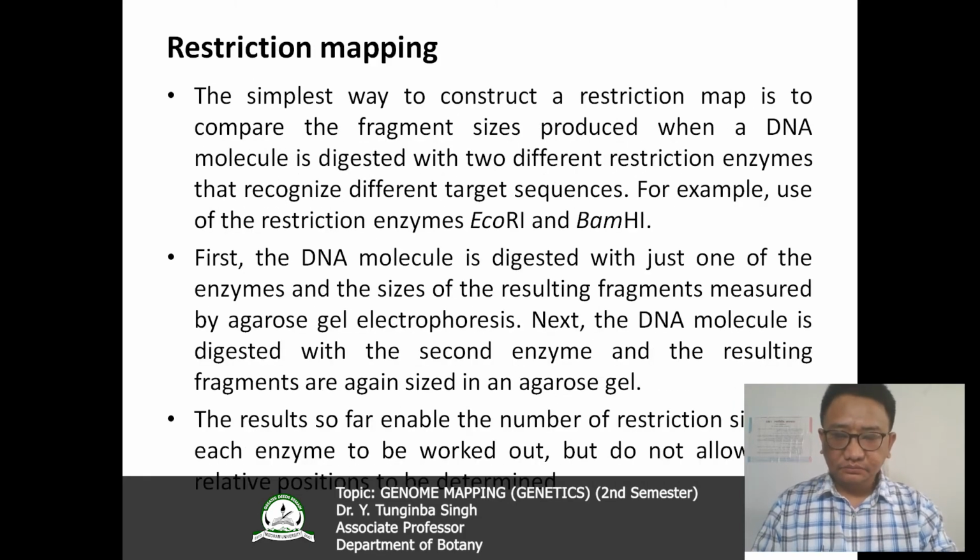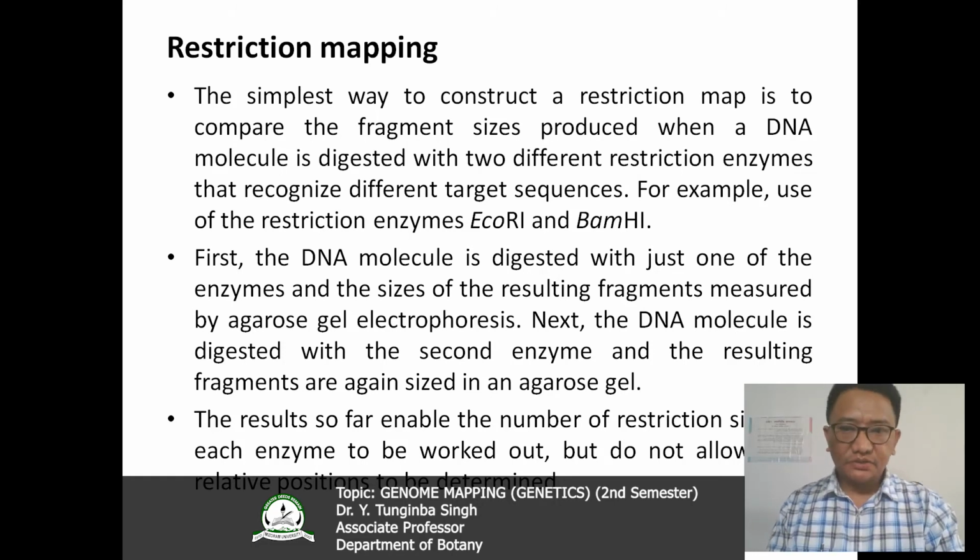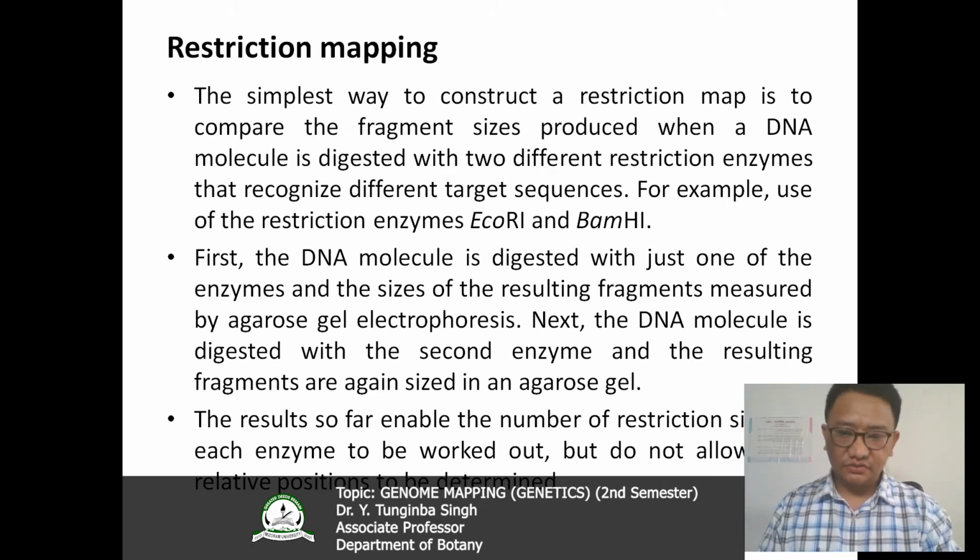Now, we go into restriction mapping. The simplest way to construct a restriction map is to compare the fragment sizes produced when a DNA molecule is digested with two different restriction enzymes which recognize different target sequences. For example, in today's class, we will be looking into an example where both EcoR1 and BamH1 enzymes are utilized to perform a restriction mapping.